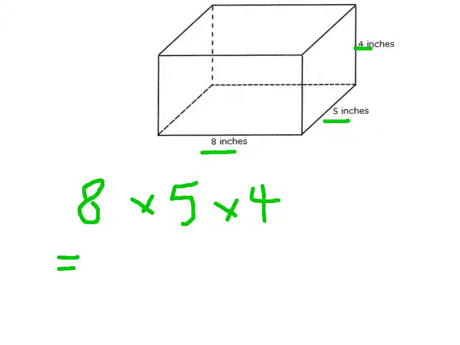But if we just do 4 times 4, that's 16, and then put the 0 back on again, 160. So 8 times 5 is 40. 40 times 4, 160. Now that's cool, okay?